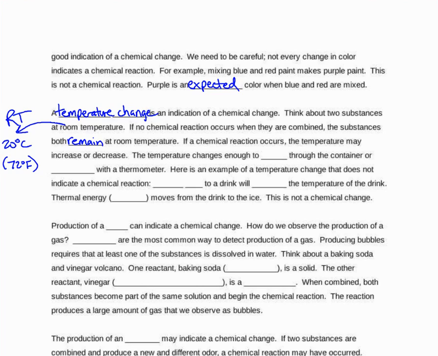Sometimes the temperature change is enough to feel through the container. Those are usually pretty dramatic. Other times you may have to measure it with a thermometer. Qualitative data, quantitative data. So here's an example of a temperature change that does not indicate a chemical reaction. If you add ice to a drink, it will decrease the temperature of the drink.